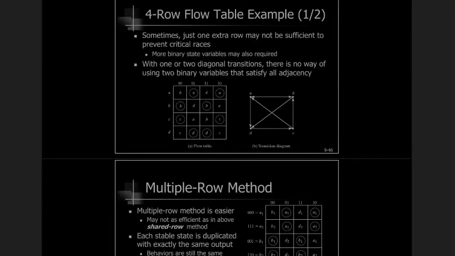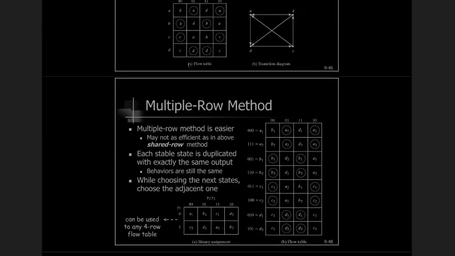Let's try to solve the same example using the multiple row method. So here each stable state will have two combinations of binary state variables. So say state A has two sets A1 and A2. So if A1 is 000, A2 will be 111. That is, A2 should be the logical complement of A1. So A1 is 000, A2 is 111. B1 is 001 and B2 is its logical complement 110. So we obtain this map like this.